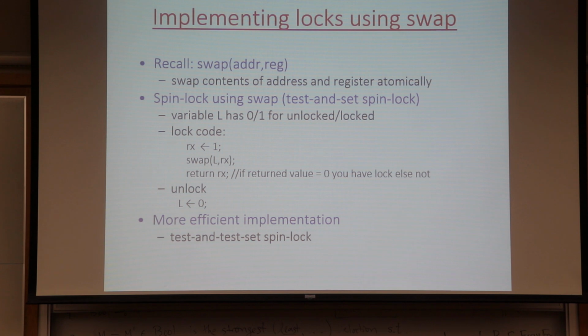You're swapping 1 for 1. So it doesn't do anything. It just stays at 1. When whoever has that lock finishes, it's going to write a 0 to it. And then, of course, for a spin lock, this is why it's called a spin lock, you have to keep trying, and somebody will succeed. So that's it. That's how you implement spin locks. It turns out there's a better way to do it. This is called a test and set spin lock.